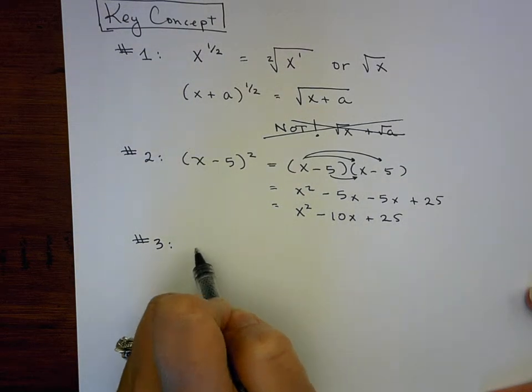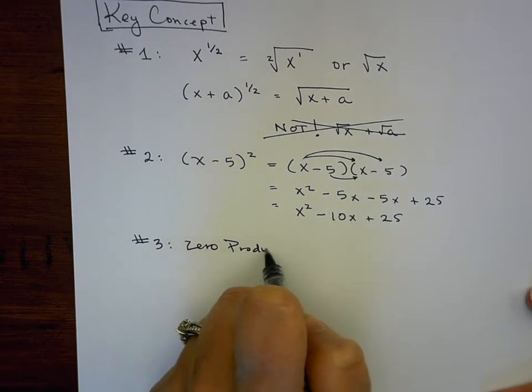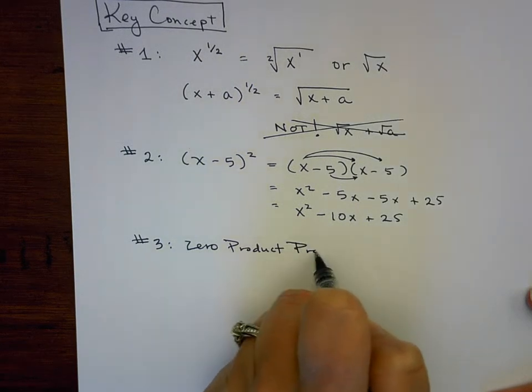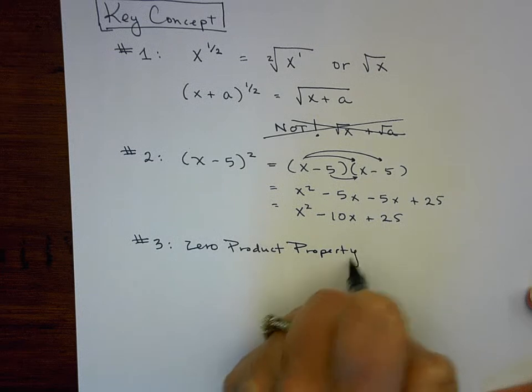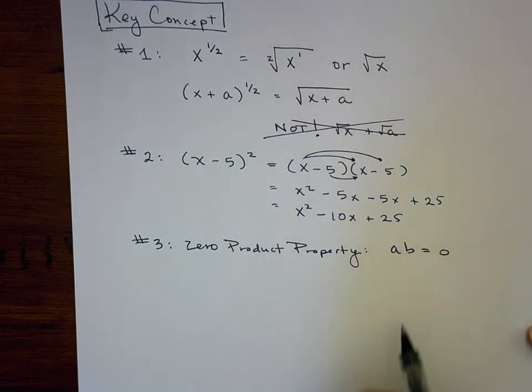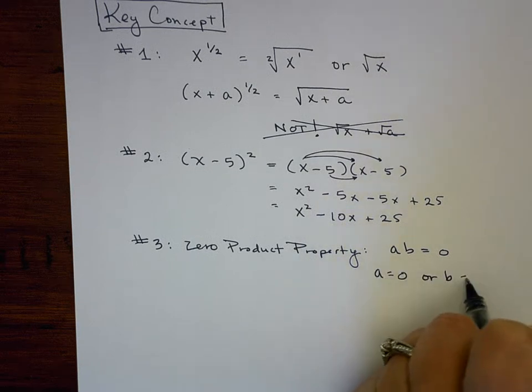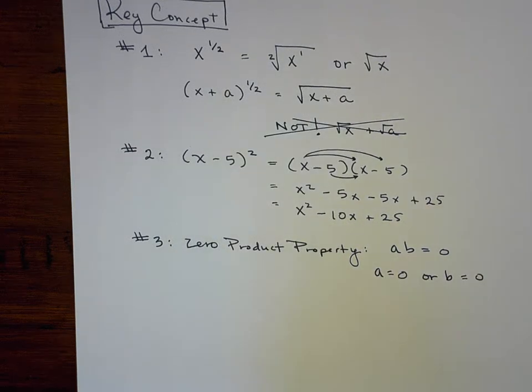Okay, and then the third key concept, just for review, is solving quadratics. And so that's when we use the zero product property, right? So if 2 things that are being multiplied equal 0, then either A has to be 0 or B has to be 0. So that's the zero product property.